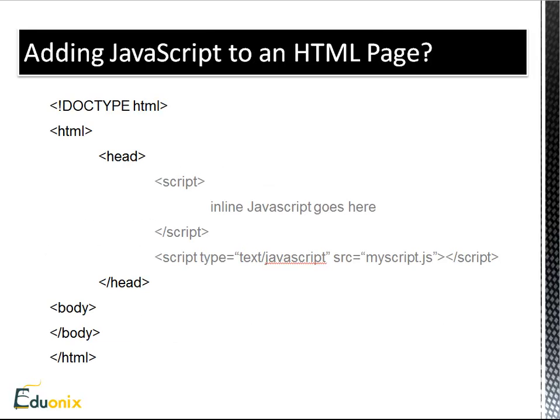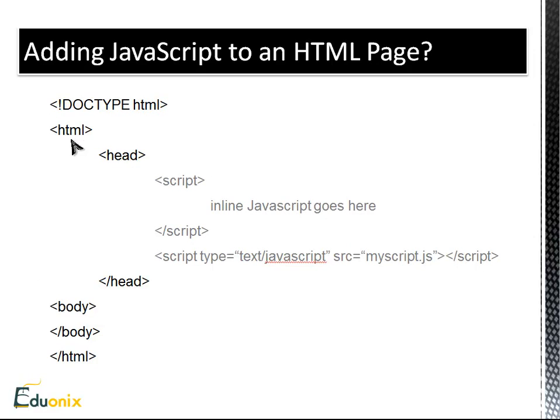So adding JavaScript to an HTML page is fairly easy. You can see we have a basic HTML structure. We have our HTML head and body tags, and you can see that within the head tags we have these script tags, and this is where we would put our inline JavaScript. By inline I mean that we're putting it right in the HTML page as opposed to in a JavaScript file. So we can do that as long as we have our opening and closing script tags and we include all the JavaScript in the middle.